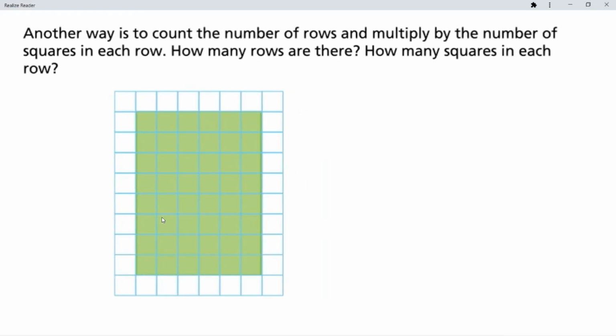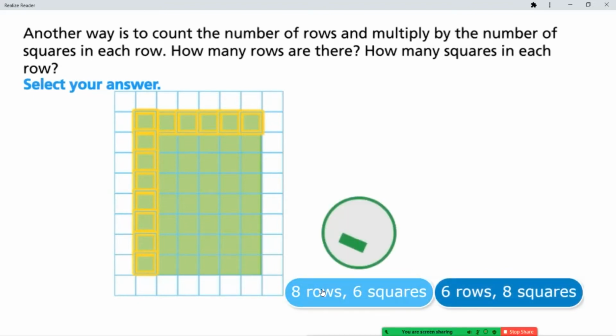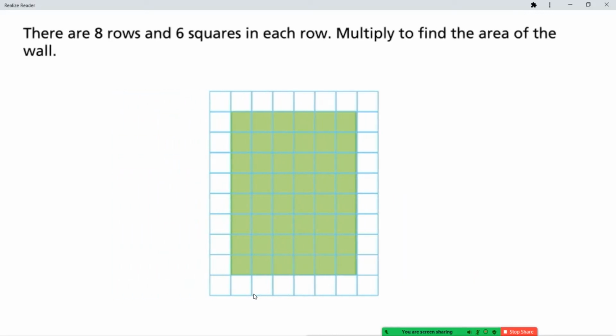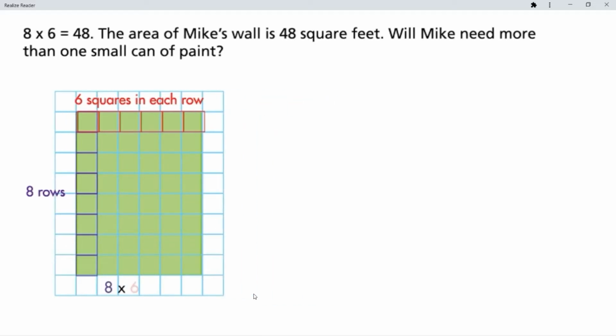Another way is to count the number of rows and multiply by the number of squares in each row. How many rows are there? How many squares in each row? Select your answer. There are 8 rows and 6 squares in each row. Multiply to find the area of the wall. 8 times 6 equals 48. The area of Mike's wall is 48 square feet.